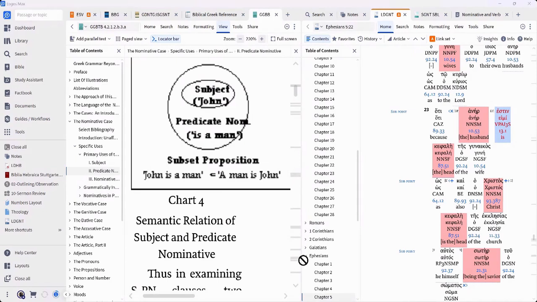I hope that helps you to understand what's going on here. And I'll come back next week with more on the nominative case. Next week, I'll get into some other ways that the nominative case can function.